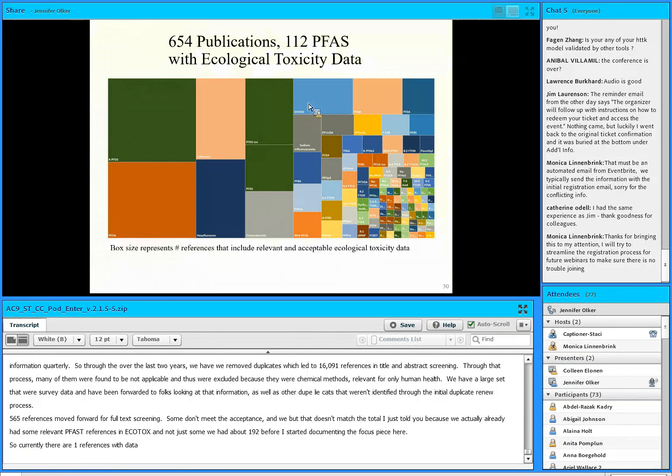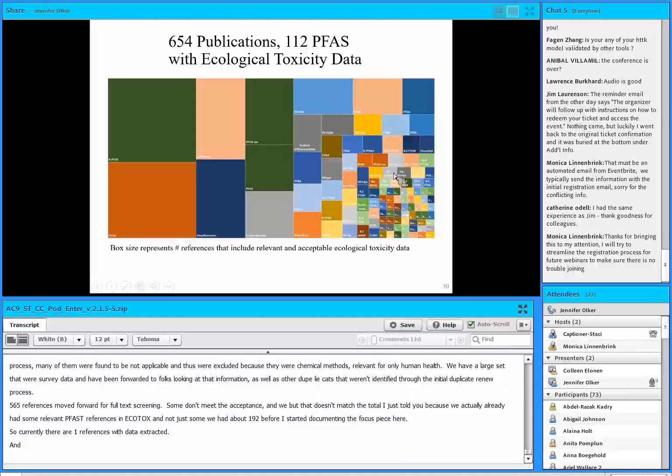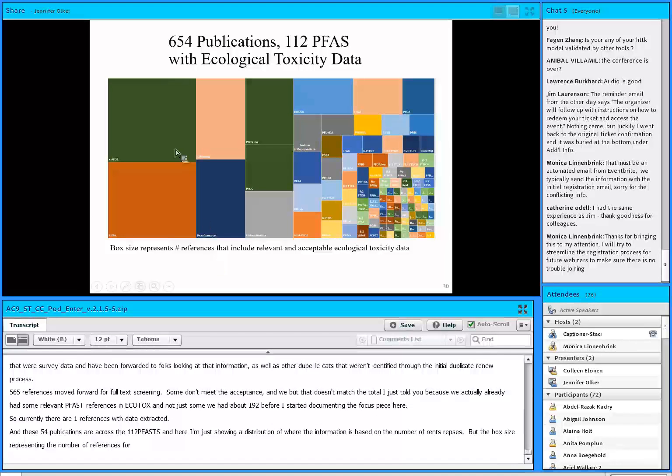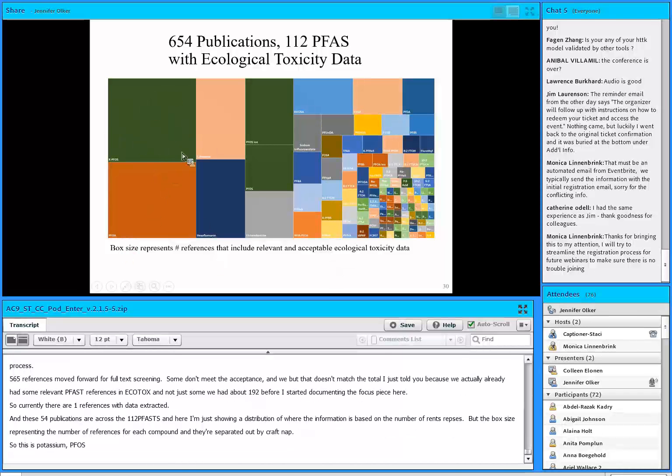And these 654 publications are across the 112 PFAS. Here I'm just showing a distribution of where the information is based on the number of references, with the box size representing the number of references for each compound, and they're separated out by CAS number. So this is potassium PFOS, this is PFOA. But then you can see if this green box here is potassium PFOS, this is the PFOS ion, and this is another PFOS CAS number.